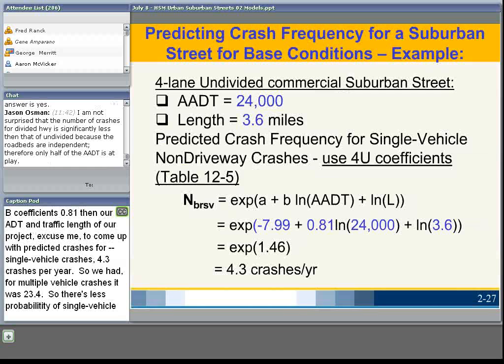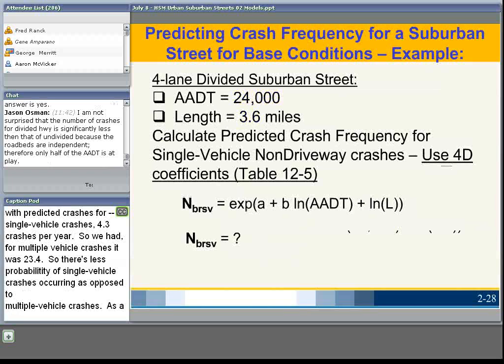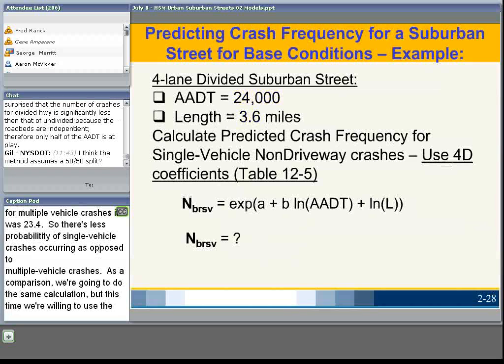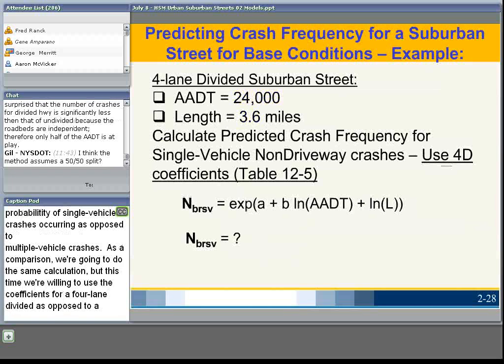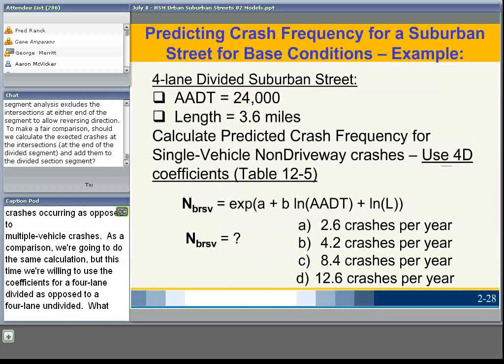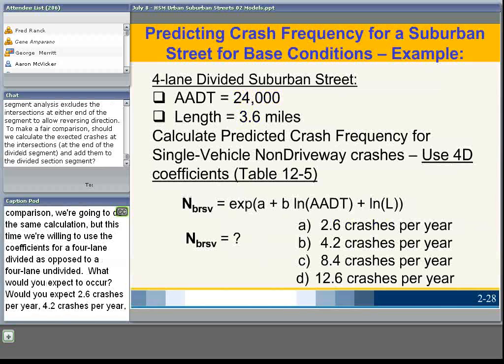Entering those values, our A coefficient is negative 799, our B coefficient is 0.81, then our ADT and the length of our project come up with the predicted crashes. For single vehicle crashes, 4.3 crashes per year. So for multiple vehicle crashes, it was 21.4. For single vehicle crashes, it's 4.3. So there's less probability of single vehicle crashes occurring as opposed to multiple vehicle crashes.